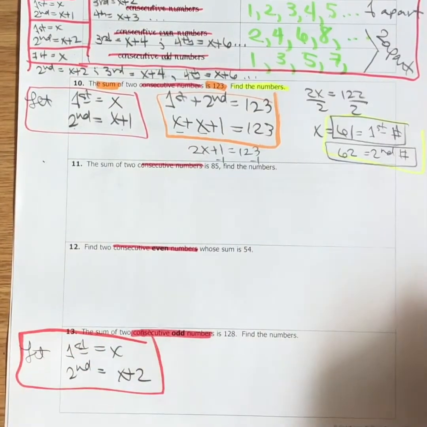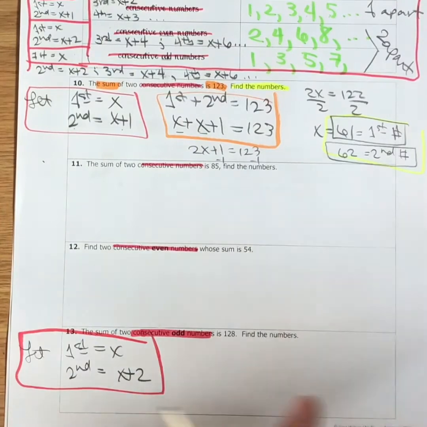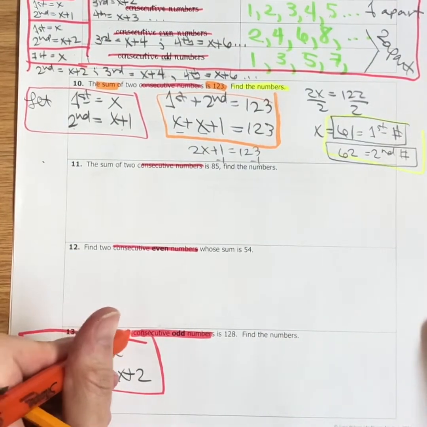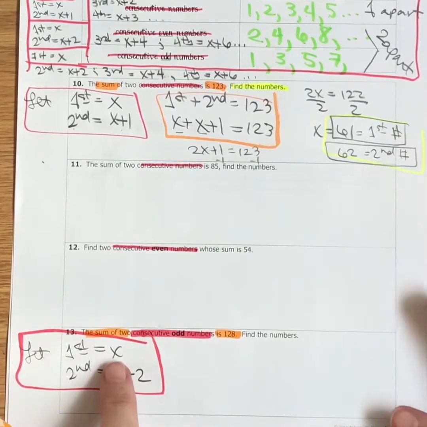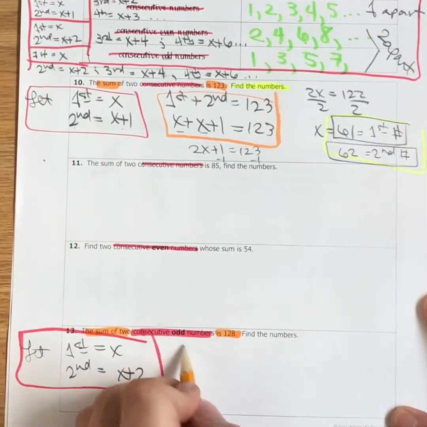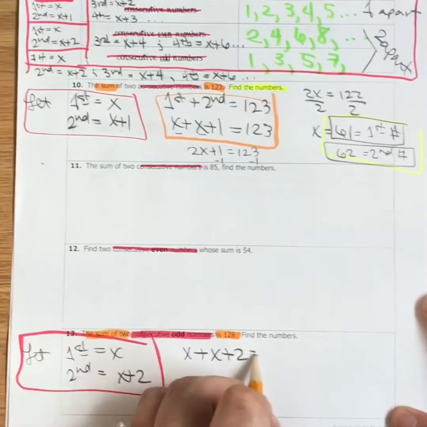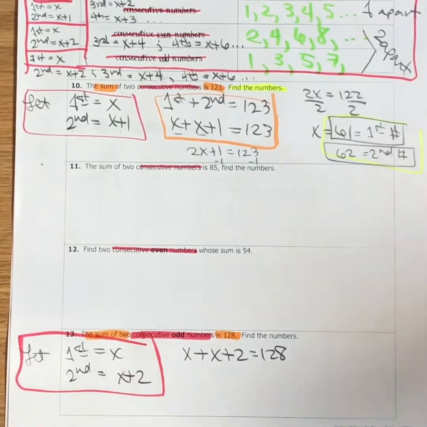Okay. Now, step 2, remember I said sum means we're going to add both numbers and it has to equal 128. And remember, you have to add both numbers, so it has to be x plus x plus 2 is 128. So that's our step 2.